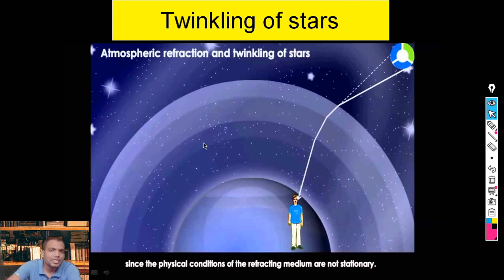And one more thing: stars appear to twinkle due to atmospheric refraction, because when light travels through layers of different densities in the atmosphere, it bends. That's the reason stars appear to twinkle. So in the next concept, we will see some other atmospheric phenomena.